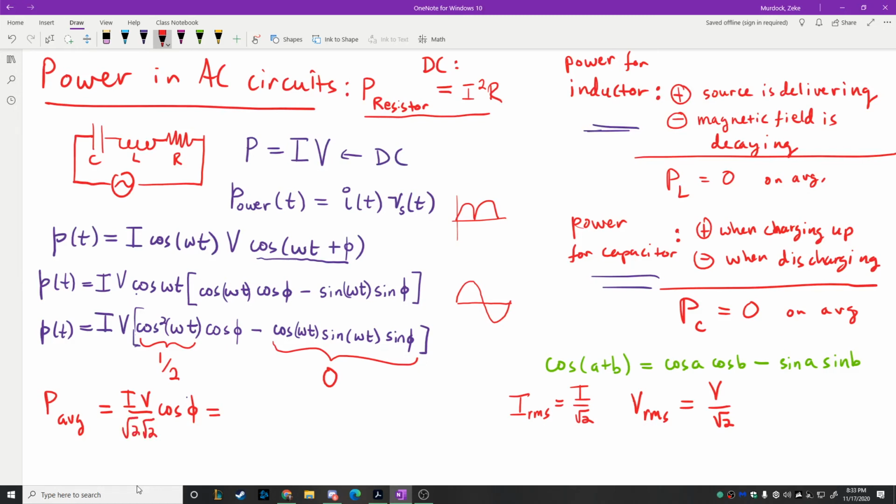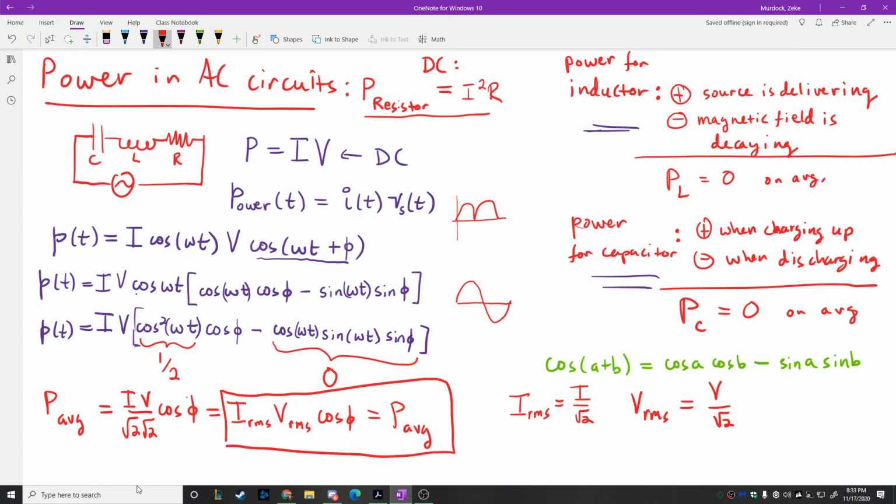So this would be like over square root of 2 and then over another square root of 2, which means that our average power then would become just the RMS current multiplied by the RMS voltage multiplied by the cosine of phi. And that's our first definition of what the average power is. You take the RMS current, you multiply by the RMS voltage, and you multiply by cosine phi. So now you might see why it's called the power factor, because it shows up right here.